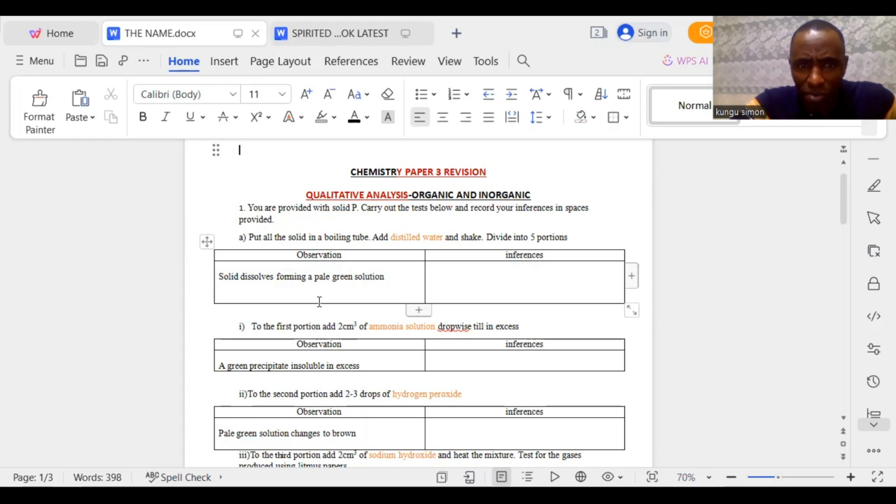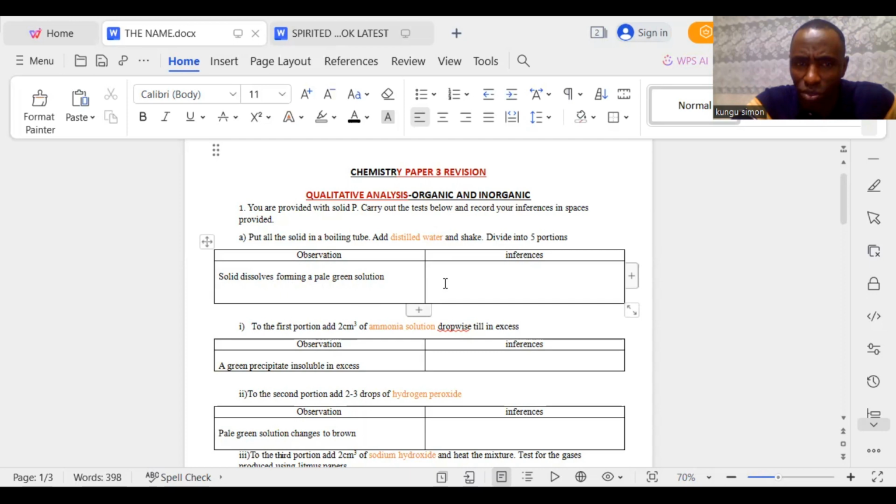Have a look at an example of an observation that we can have here: a solid is dissolving. What inference is tied to dissolving? Of course, this means that this solid is soluble. Again, what inference is tied to a pale green solution? You've got to think of ions that are green in color. Which are these? Try to activate your mind.